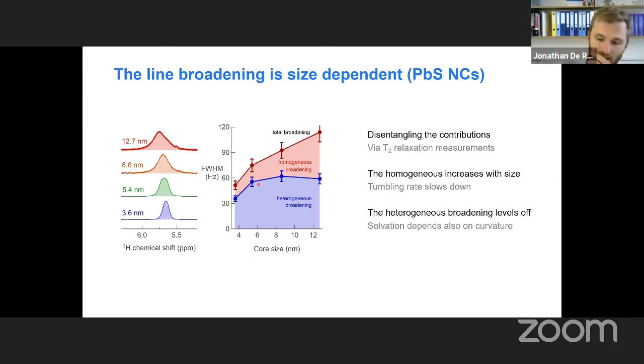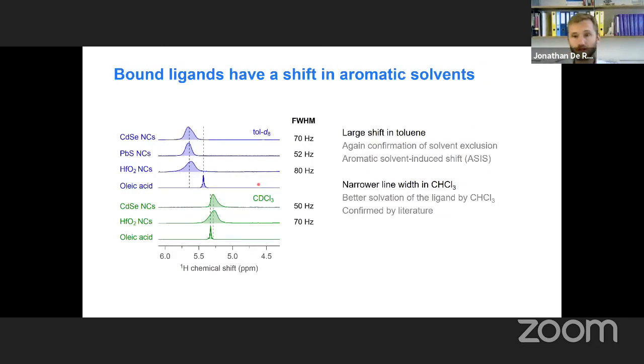Okay, then one more thing is that the choice of your solvent has an influence on where the bound state appears. So here we have cadmium selenide or hafnium oxide in either toluene or chloroform. In an aromatic solvent, you nicely separate the bound from the free state. That's because there is an aromatic solvent-induced shift. So this is a nice little trick to neatly separate free from bound species.